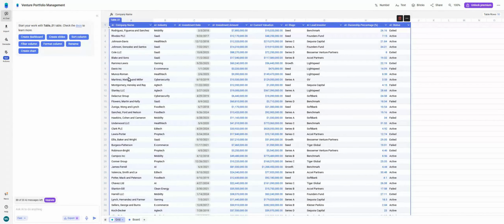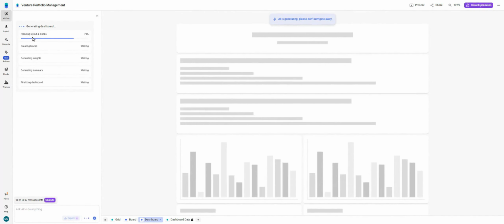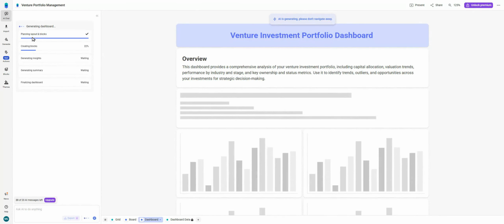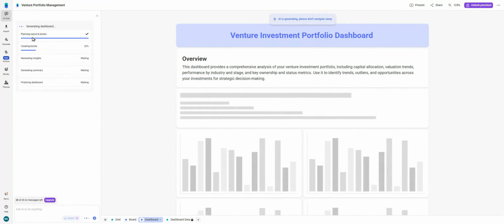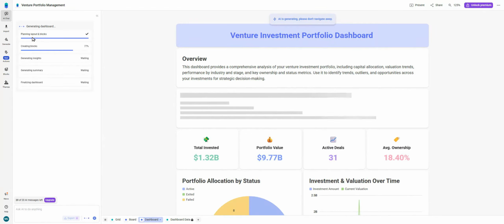Bricks instantly analyzes the information and begins generating intelligent visualizations. The AI identifies key metrics like investment amounts, valuations, industry distributions, and portfolio performance across different stages. It's creating multiple chart types: time series for investment trends over time, pie charts for portfolio allocation breakdowns, bar charts comparing industries, and detailed tables for performance analysis.